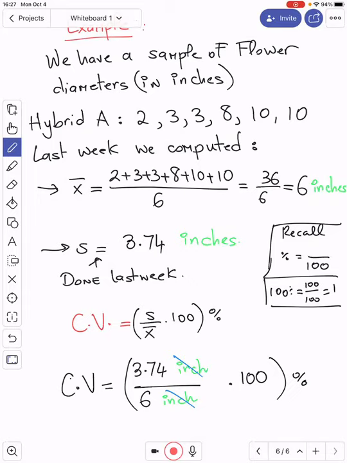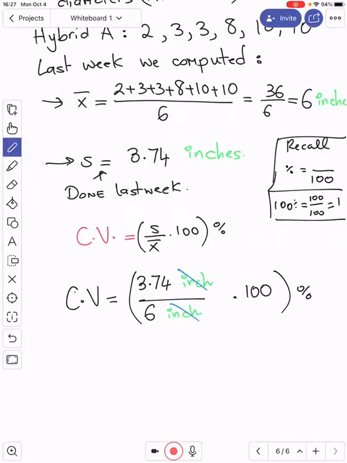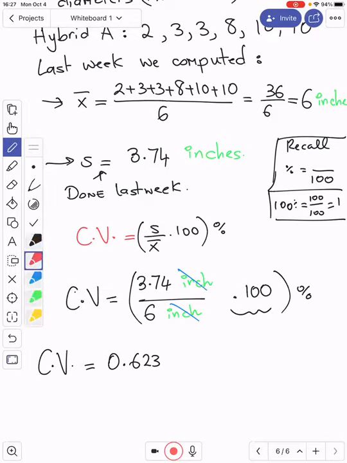So now all you have to do, guys, is divide 3.74 over 6. You can use your calculator, of course. You just divide 3.74 by 6, and that will be equal to 0.623. And then don't forget, we have to multiply by 100. So this is multiplication, okay? We multiply by 100.